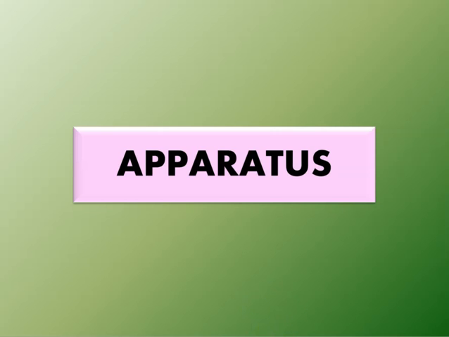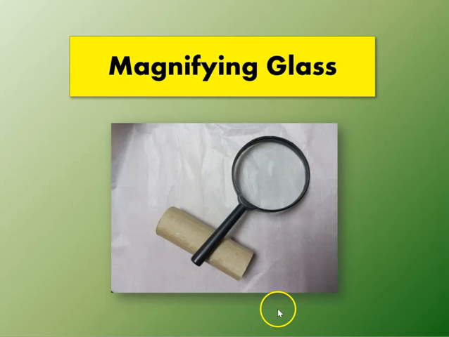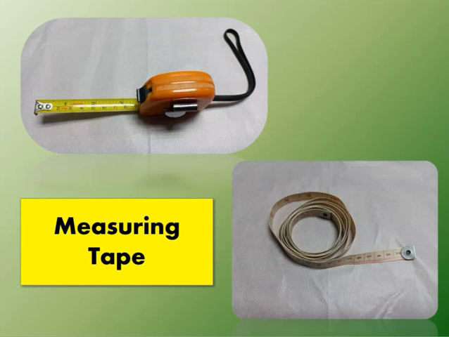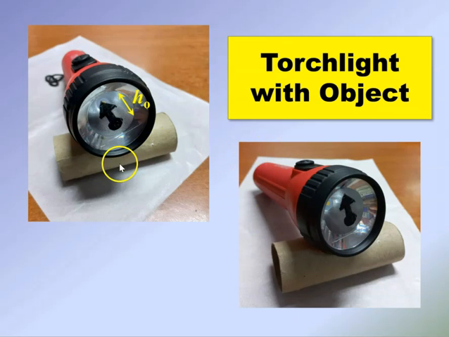The apparatus that we are going to use is very simple. You just need a magnifying glass, a measuring tape, either one, and a torchlight where we draw the object on the torchlight, and the measurement from the top to the bottom of the object will be the height of the object.